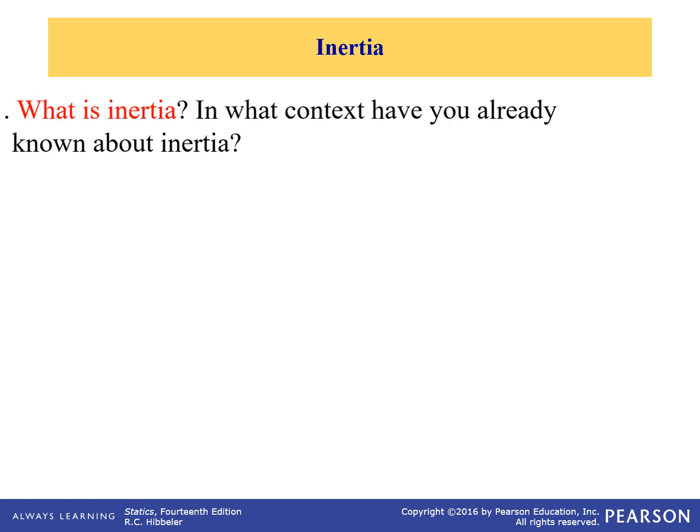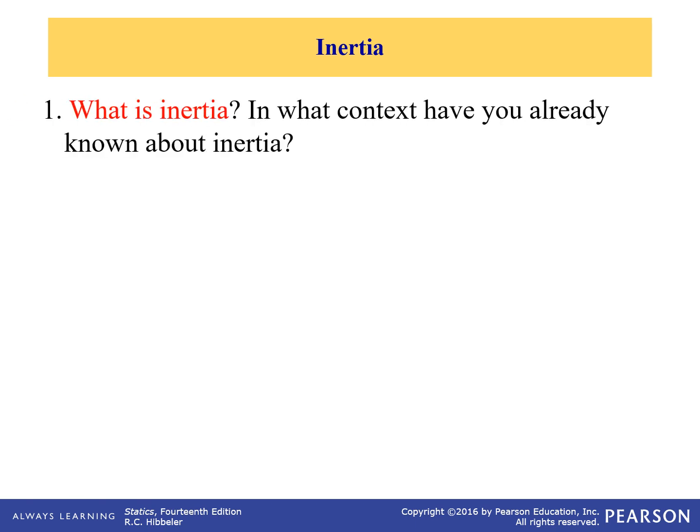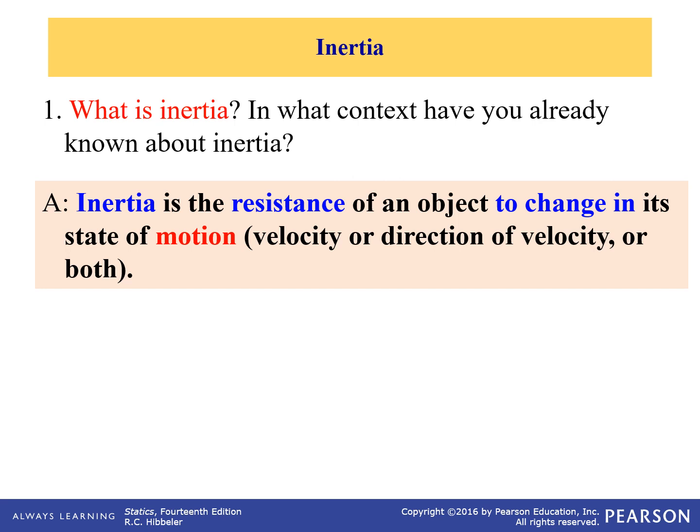Now, before we start, I want you to pause for a moment and think first: what is inertia? And in what context have you already known about inertia? Inertia is the resistance of an object to change in its state of motion. We know velocity is a vector, right? A vector has a magnitude and direction. So the change in the state of motion includes the speed, how fast it goes, or the direction of the velocity, or both.